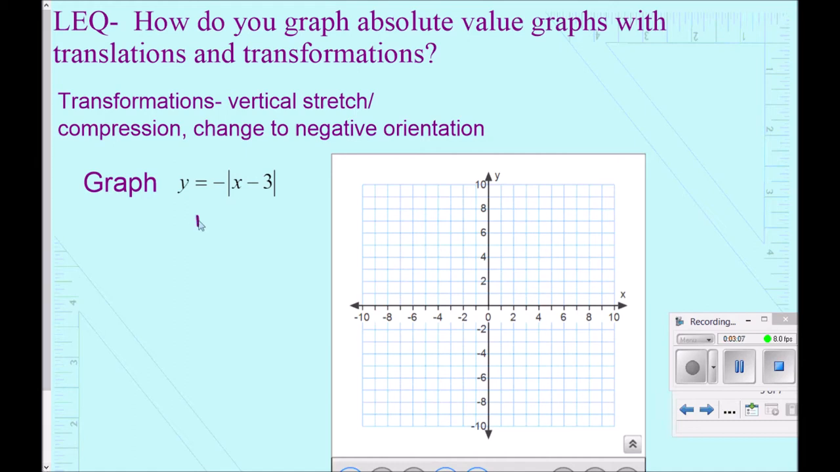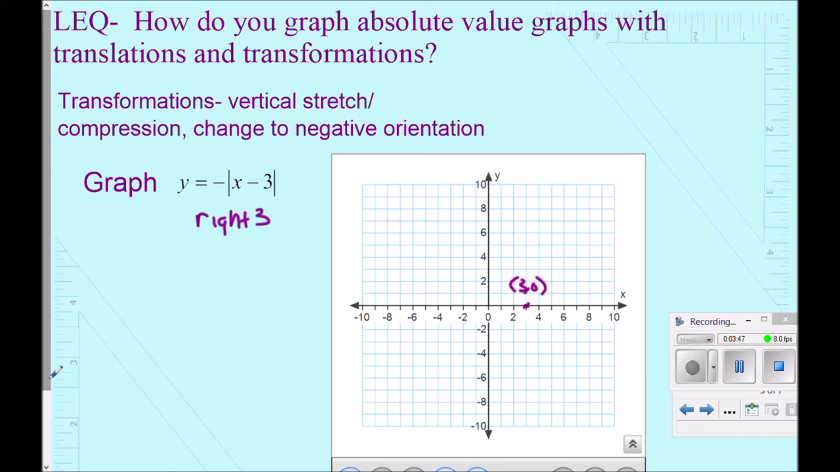So -3 we know is going to be a right 3 shift. And there's no number on the end, so it's not going to shift up or down at all. So if I go to 0, 0, where the vertex normally is, and I shift 3 to the right, there's my vertex, and that's going to be at 3, 0. Okay, and we're not shifting up or down at all. But next, we look to the number in the front there, and all the ones we did yesterday, they were just +1. So from that point, we just rose 1 and ran 1 on both sides, left and right. But here we have a -1.